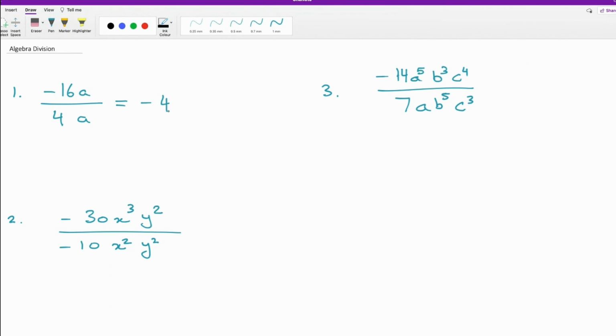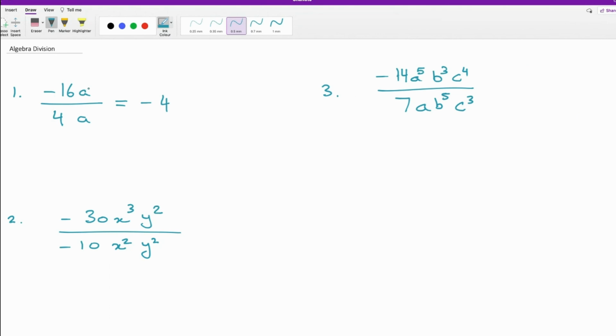The final step is having a look at our pronumerals. Now here we can see we've got an A on the top and an A on the bottom. Whenever there are pronumerals with the same powers on the top and the bottom, they both get cancelled out.